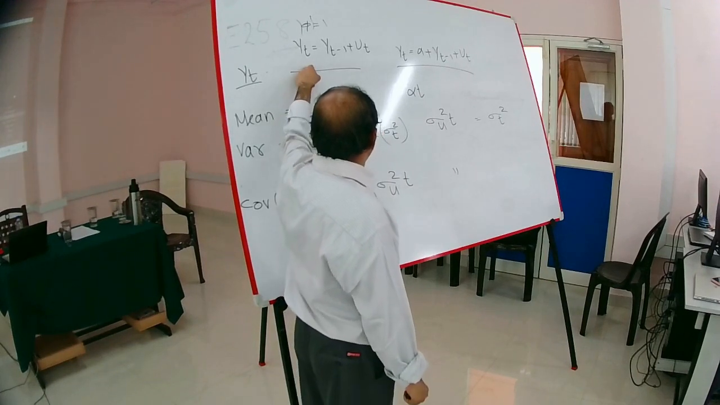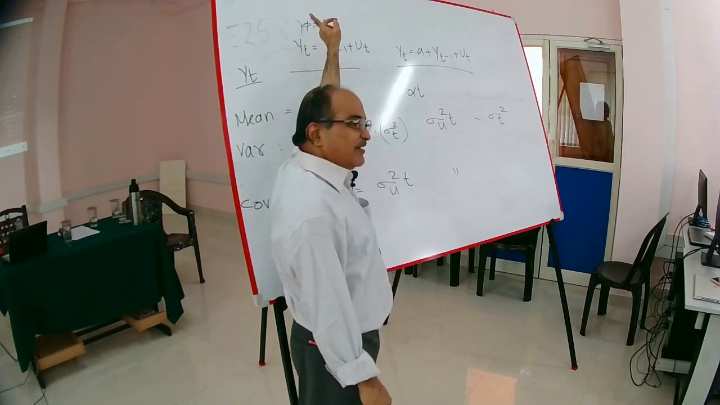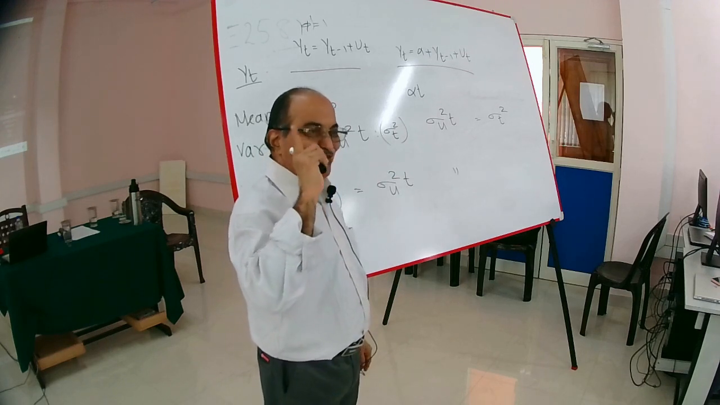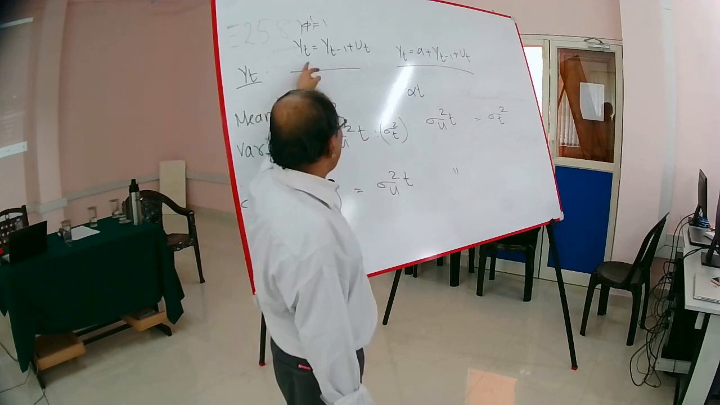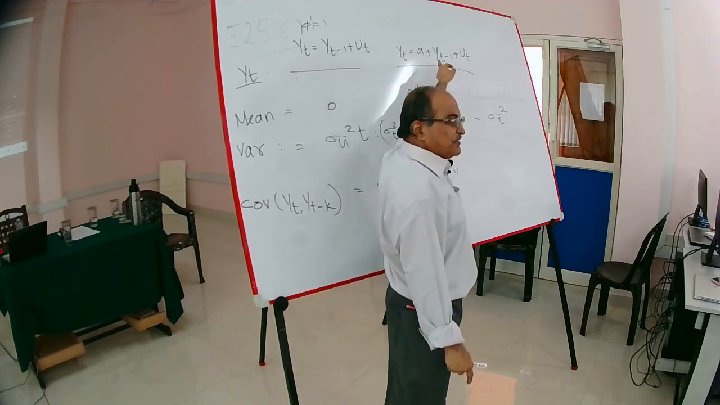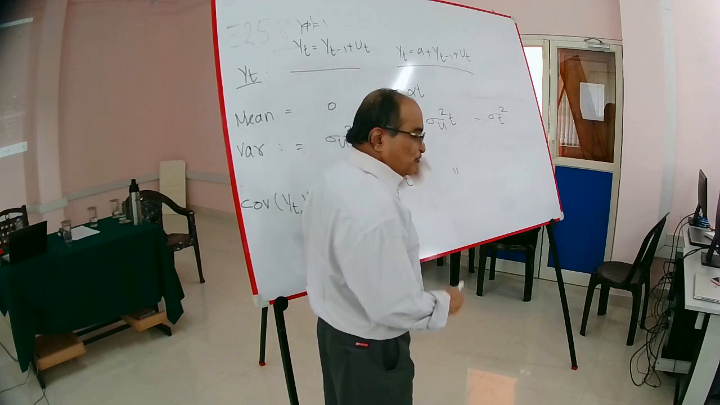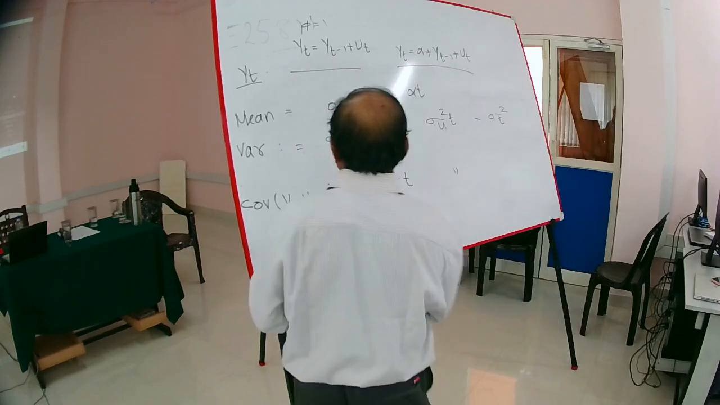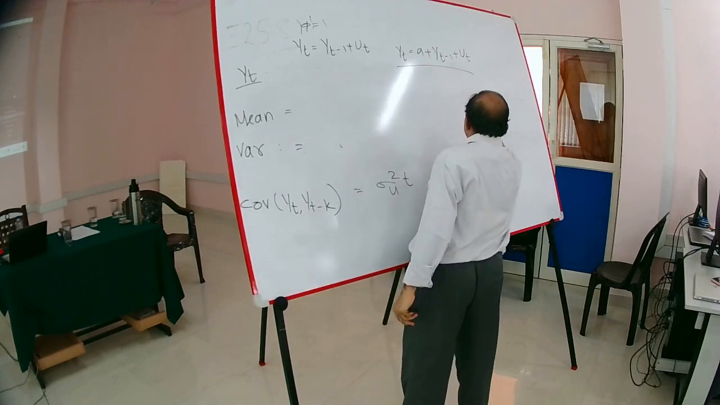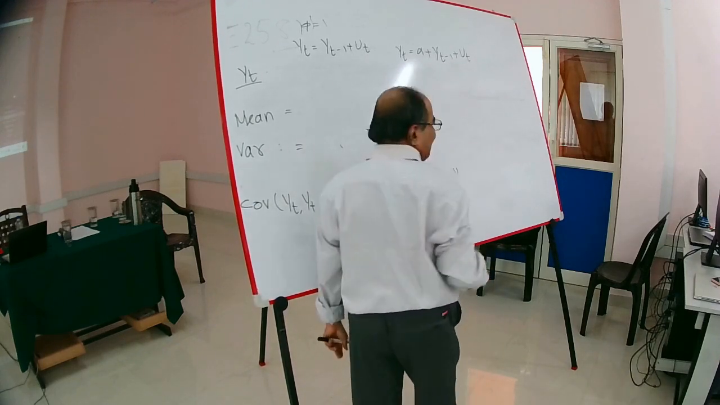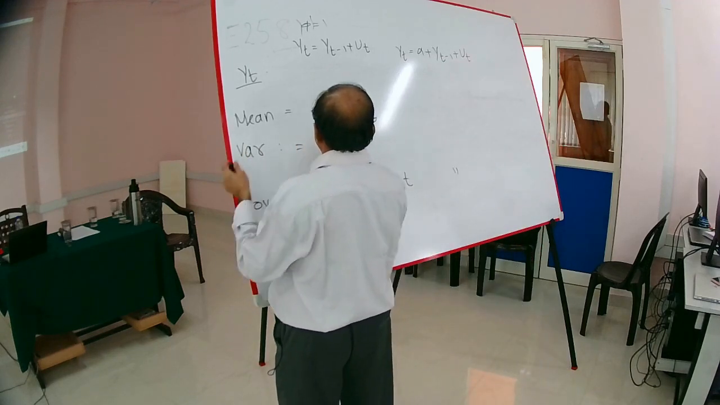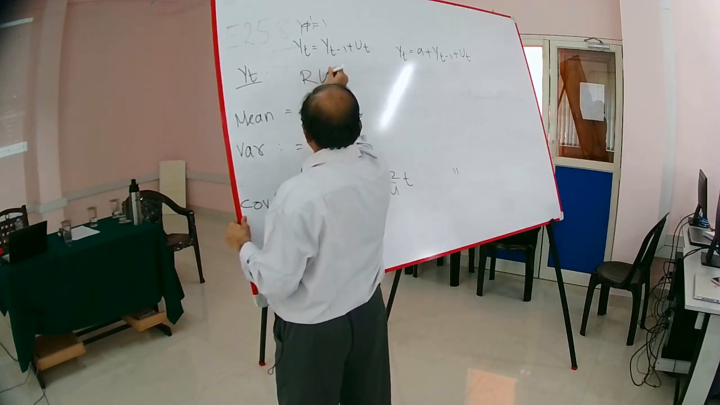Consider this case where phi is equal to 1, that is when there is one unit root. When the root is equal to 1, we have a non-stationary process. This also is a non-stationary process, and it is called a random walk. This is the random walk.